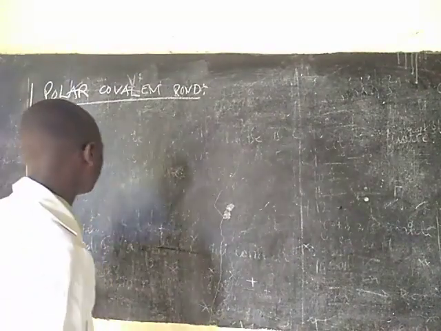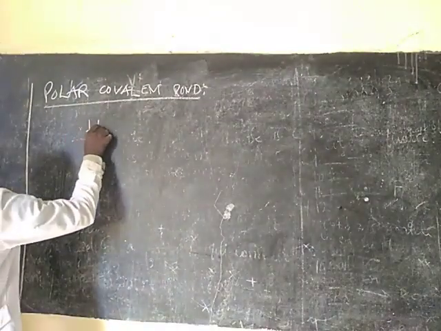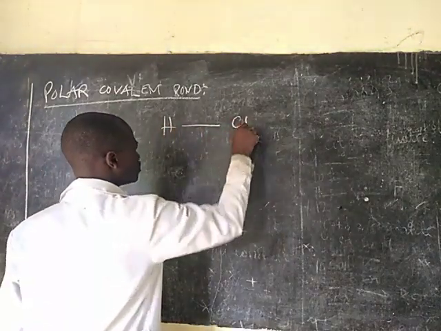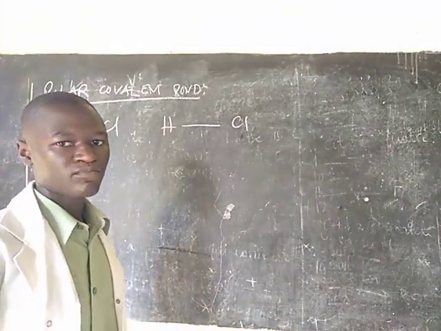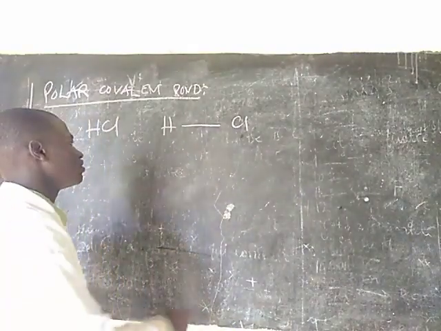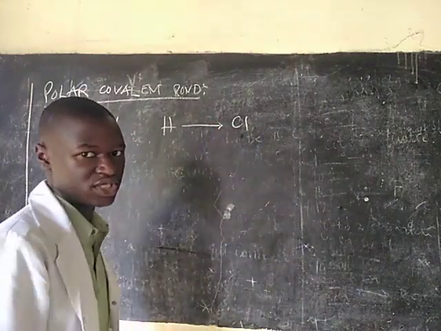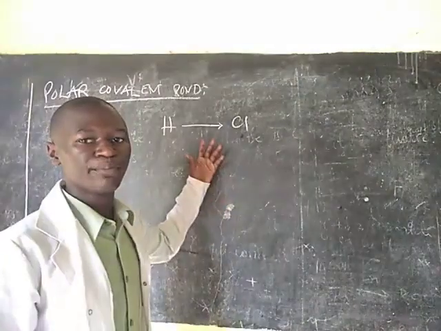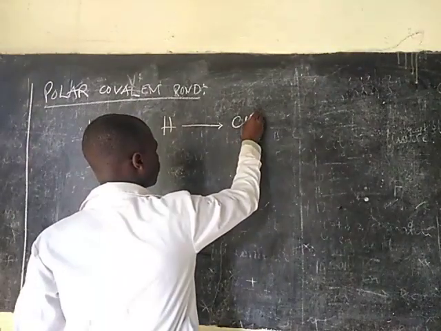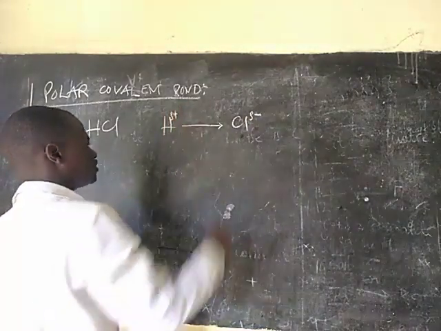Say we have a bond between hydrogen and chlorine atoms. So we have hydrogen chloride. In this hydrogen chloride, we'll have hydrogen and then chlorine. The electronegativity of chlorine is greater than the electronegativity of hydrogen. So the electrons will be pulled towards chlorine. This chlorine will pull electrons towards itself, and because chlorine pulls, the shared electrons will be pulled more towards chlorine. It will form the partial negative charge, and this will form a partial positive.